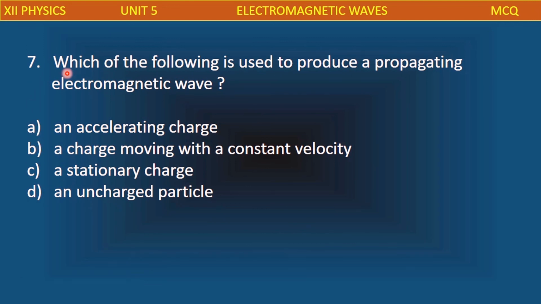Seventh question. Which of the following is used to produce a propagating electromagnetic wave? An accelerating charge or an oscillating charge only can produce electromagnetic wave. So the option A is correct.